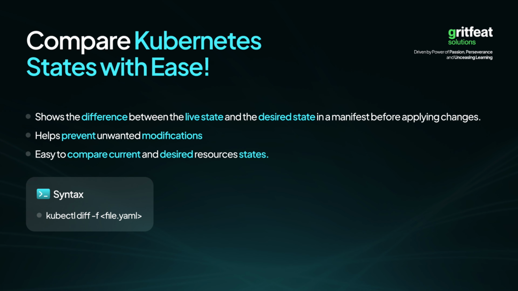Now, let's talk about comparing Kubernetes states. We have the kubectl diff command for this. It is useful for comparing states. It shows the differences between the live state of a resource in the cluster and the desired state defined in your manifest before applying changes. This command helps to prevent unwanted modifications. By reviewing the diff output, you can catch accidental changes, misconfigurations, or unintended deletions before they impact your live environment.